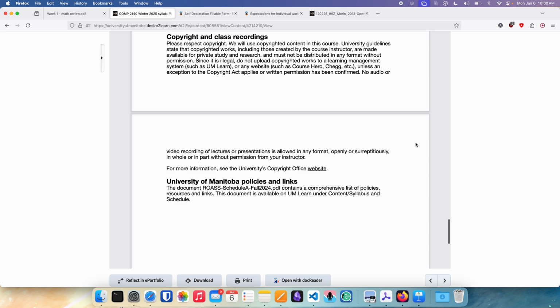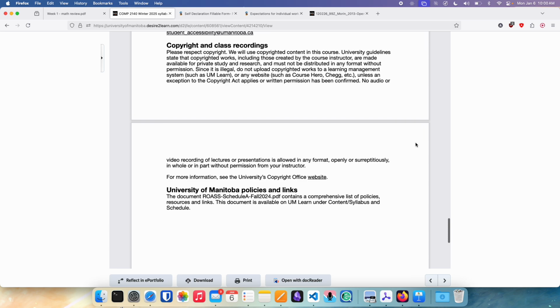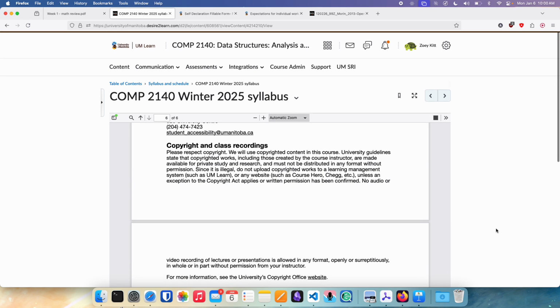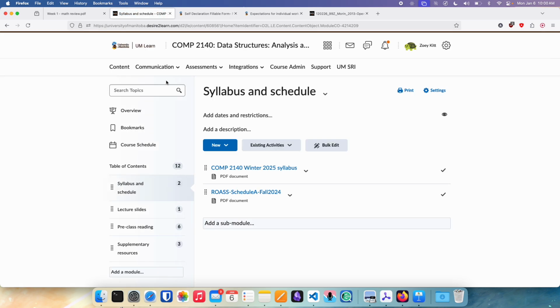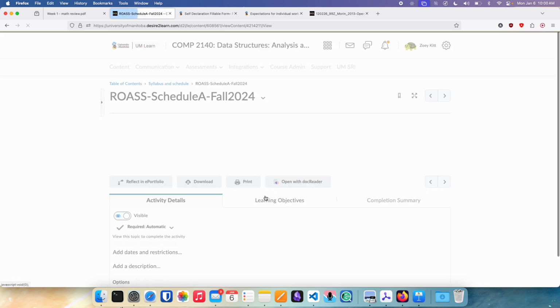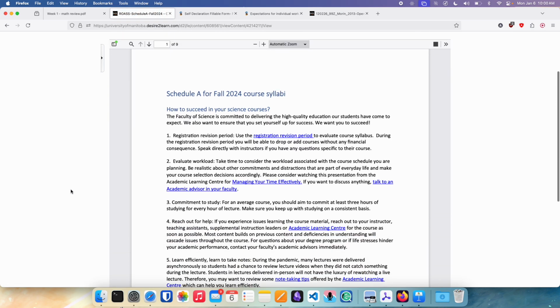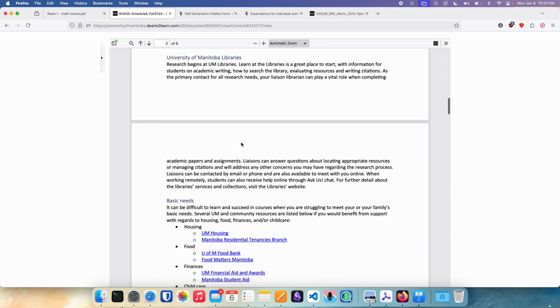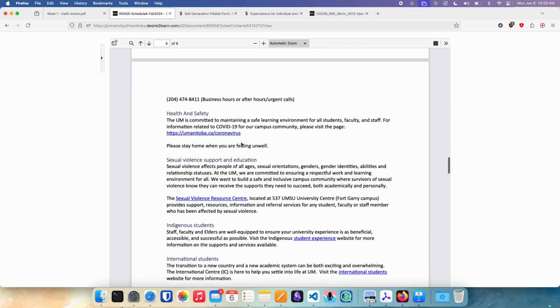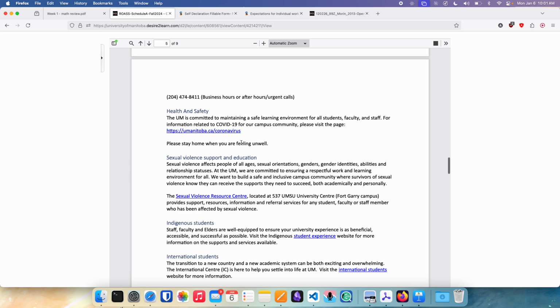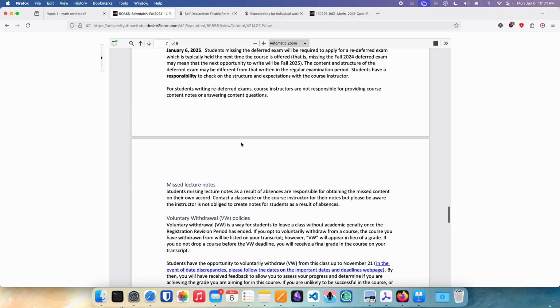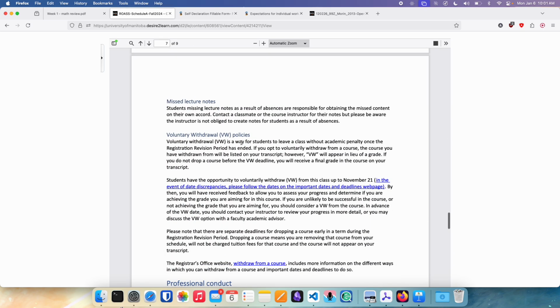And this stuff I copy pasted, and it's stuffy. Basically, don't upload my stuff to Course Hero or whatever. And there is a companion document, Schedule A, that is standard for a bunch of different courses and contains some more information about different university policies.